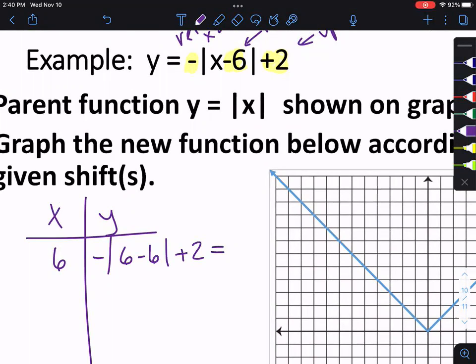So 6 minus 6 is 0. The absolute value of 0 is 0. -1 times 0 is still 0. And then 0 plus 2 is 2. So the ordered pair 6, 2 stands right there.